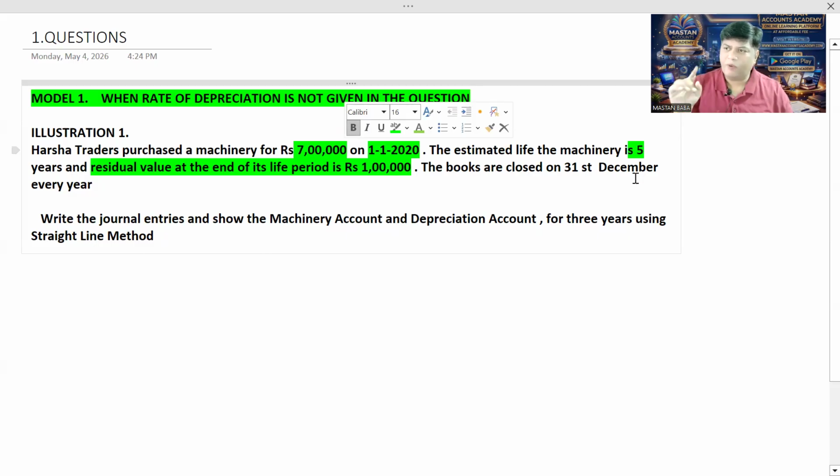So always remember the firm may follow either the calendar year or the financial year. If they are closing on 31st December, it means they are following the calendar year. If they are closing on 31st March, it means it's a financial year. So in our question, it is 31st December, which means it's a calendar year.